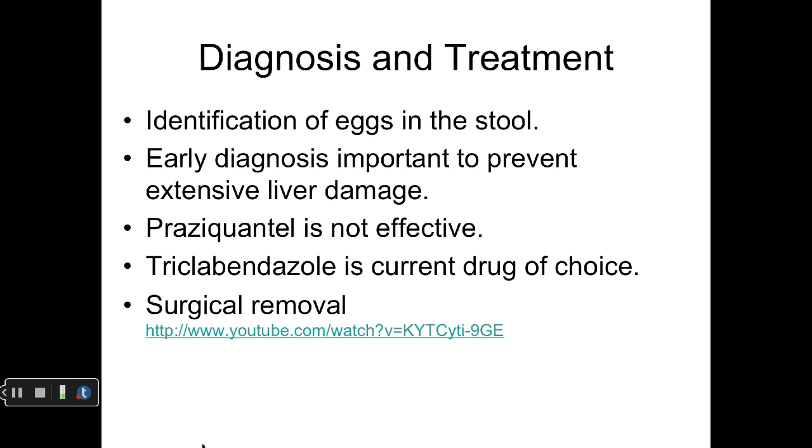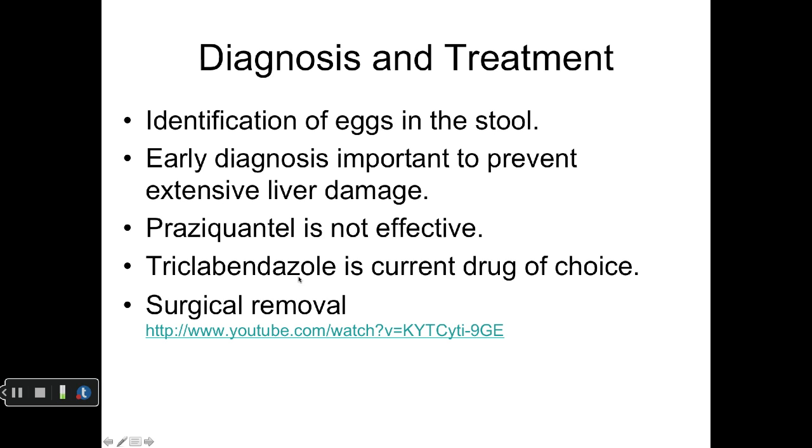So diagnosis would be based on finding the eggs in a stool sample. And in terms of both humans and domesticated animals, early diagnosis is important to prevent extensive liver damage. Unfortunately, praziquantel is not effective against Fasciola hepatica. It's one of the few trematodes that do not respond to praziquantel. The drug of choice is triclabendazole.